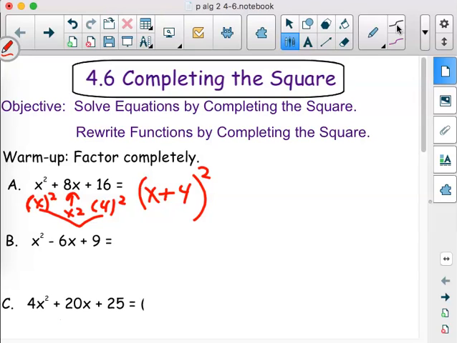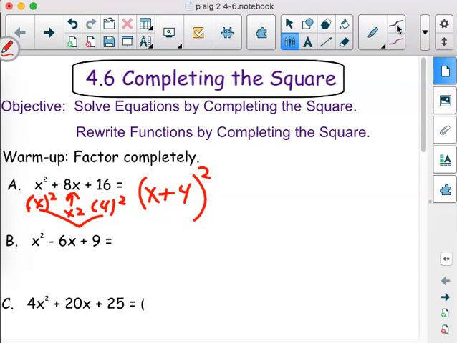Now, why do we have to know that pattern? Why can't I just say, hey, there's two numbers that multiply to 16 and add to 8? That's 4 and 4. Why can't I just write it like this? Isn't that the same thing? And the answer is yes and no. This would, with FOIL, multiply to give you x squared plus 8x plus 16. But you are missing a really big concept if you don't recognize this as a perfect square trinomial. And we need that perfect square trinomial pattern today when we start talking about completing the square.